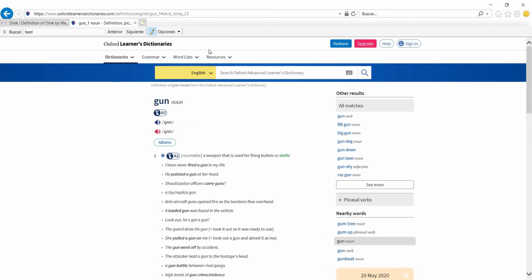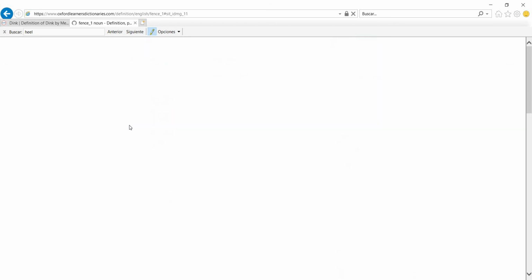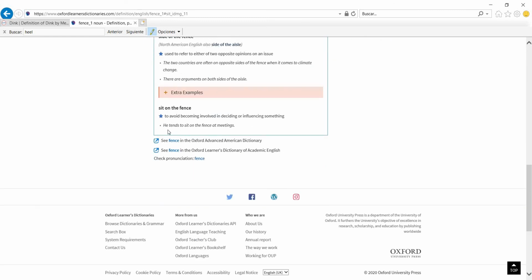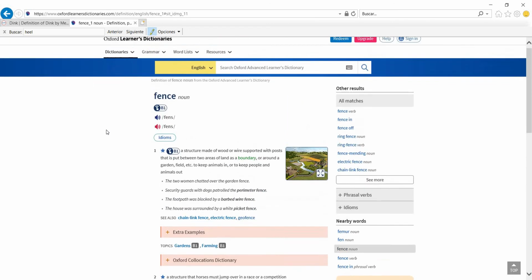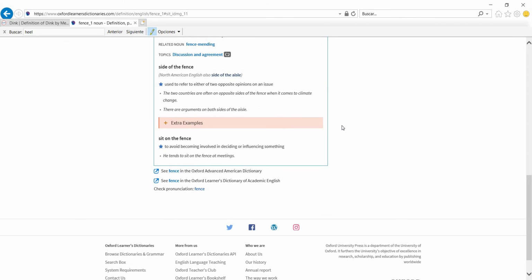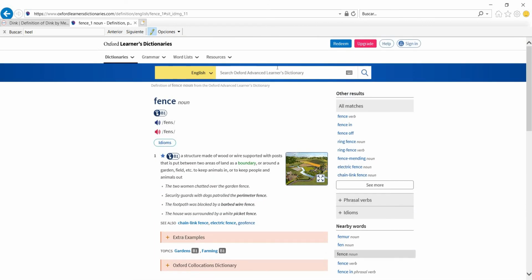Then we have this expression, to sit on the fence. You know, when you don't know what to do, so you're sitting on the fence. You can't sit on the fence all your life, right? You need to make up your mind. He tends to sit on the fence at meetings, right? So not say something. Avoid becoming involved, right? Or influencing something, right? Okay. And then hedge your bets.